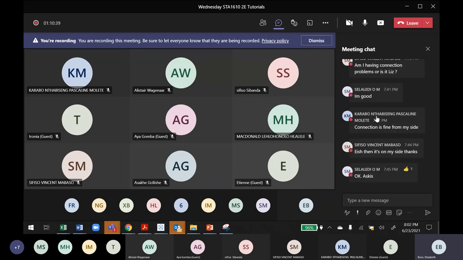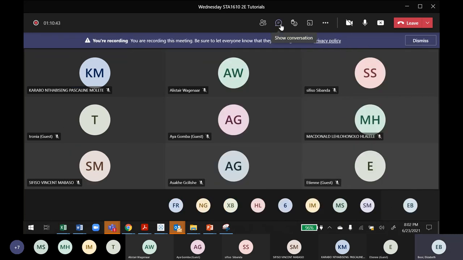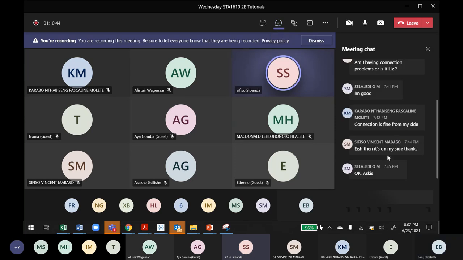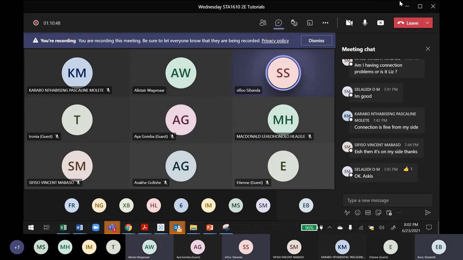Let's see if there are any comments. It's 0.99 is equal to 1 minus alpha. Okay, let's do that. 0.99 is equal to 1 minus alpha. Yes, then our alpha will be 1 minus 0.99, and we get 0.01. That is your alpha.